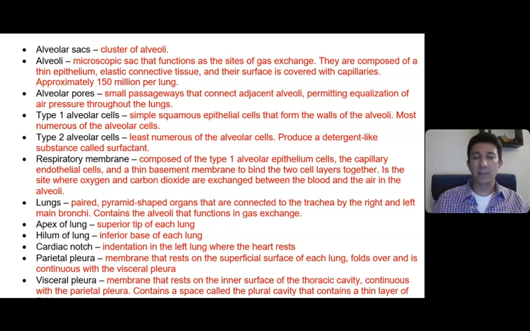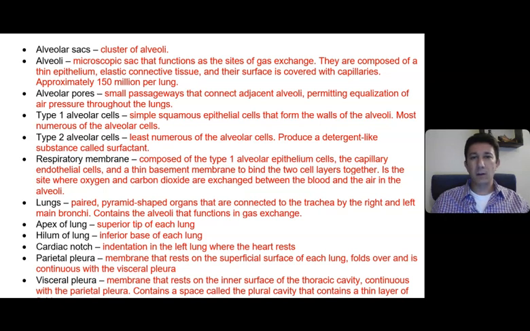But yeah, high surface area is really important for gas exchange, and so that's why we see hundreds of millions of alveoli per lung, because it simply increases the surface area and increases our efficiency at getting gases exchanged with the bloodstream. We also have alveolar pores, which are basically just small passageways that connect adjacent alveoli, which helps to permit the equalization of air pressure within all of those millions of alveoli in the lung.